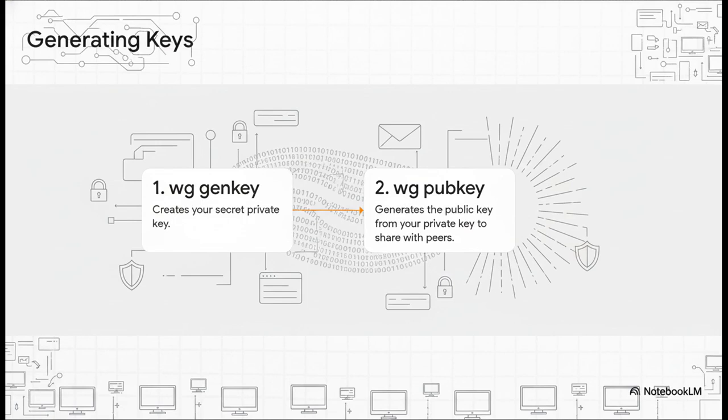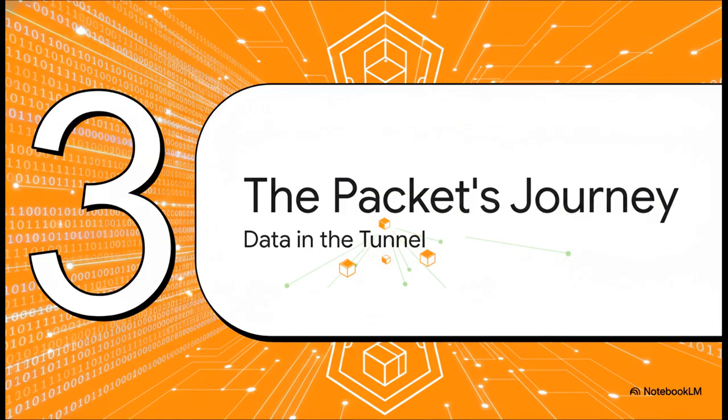And making these keys is just as simple as the idea itself. Seriously, on any machine you want to put on the VPN, you just run two little commands. First, wg genkey spits out your secret private key. Then you use wg pubkey to generate the matching public key you can share. That's it. You're done.